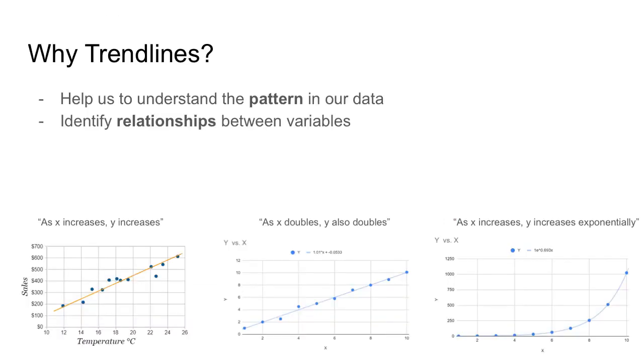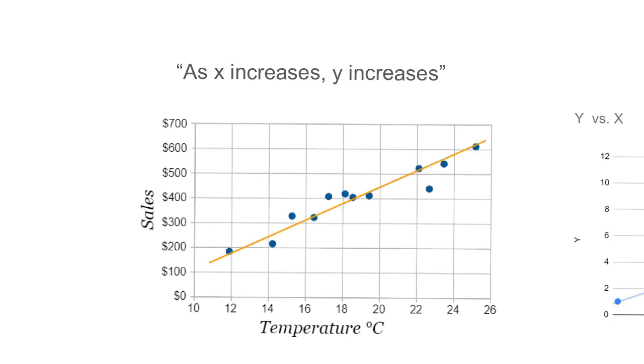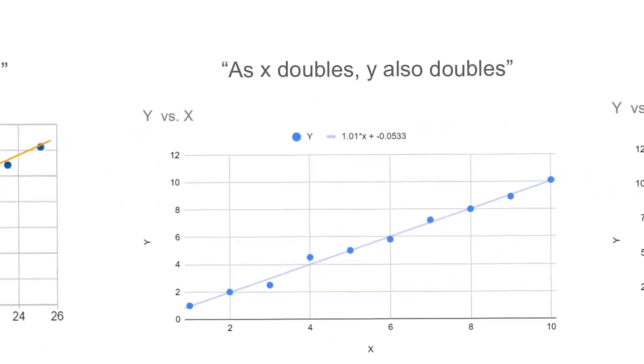So the reason why we use trend lines is because they allow us to understand the pattern in our data, or if there is a pattern in our data, or if we don't have a pattern in our data, they're going to allow us to see that we don't have any sort of a pattern. Trend lines can show us this in our data, and it helps us to identify the relationships between variables. In this example, we can see that the relationship is as x increases, as my temperature increases, my y, my sales, also increases. And so we would know that that is a pattern, a relationship between x and y that we have in our data set.